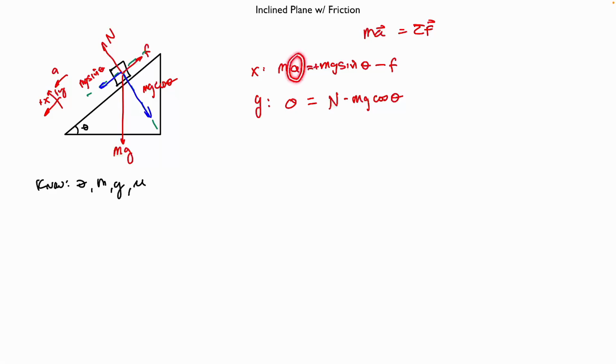1, 2, 3. I have 3 unknowns in my equations, in my toolbox. What? We have an extra equation? There's not just 2? What's the extra equation?